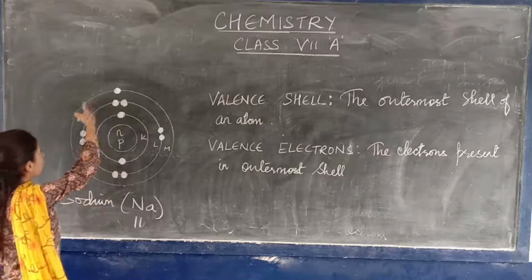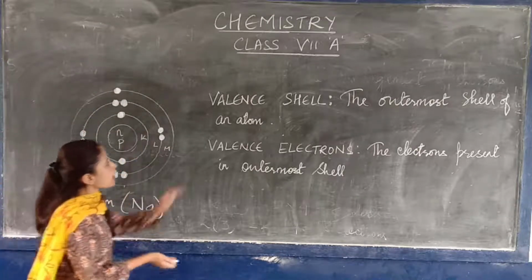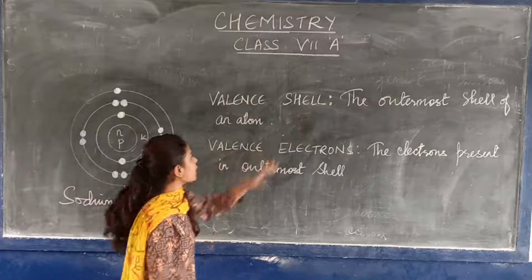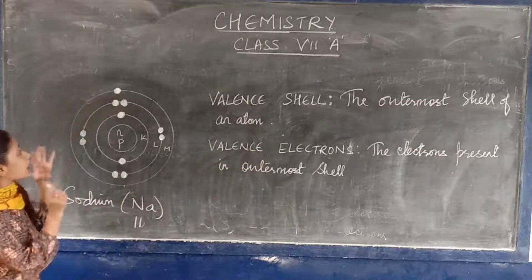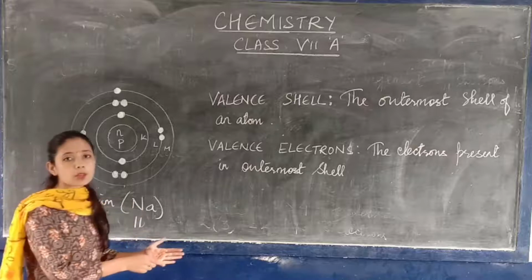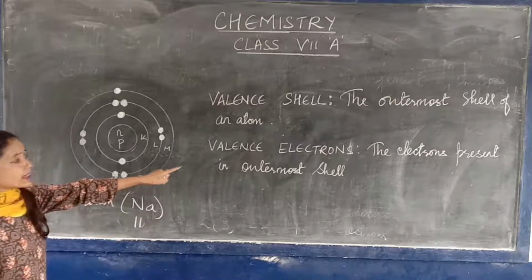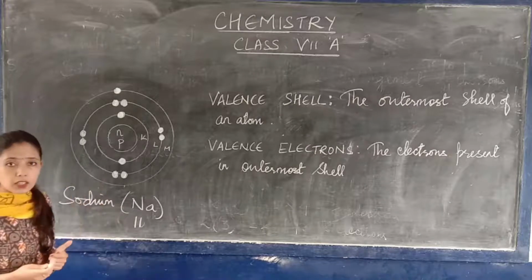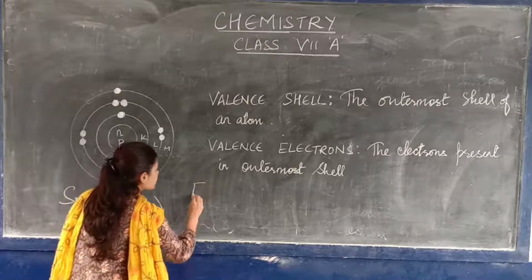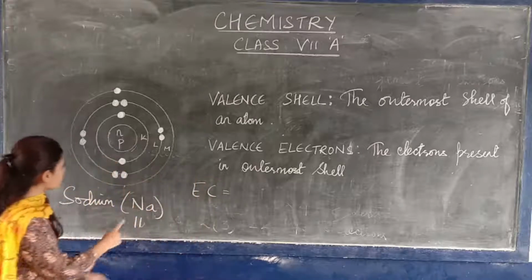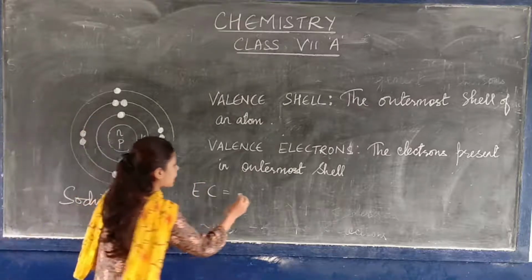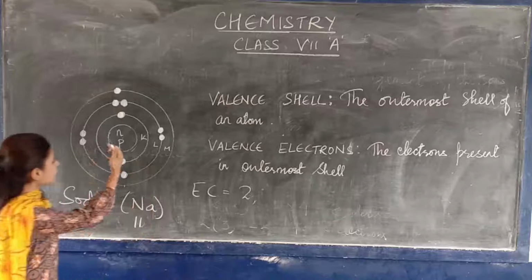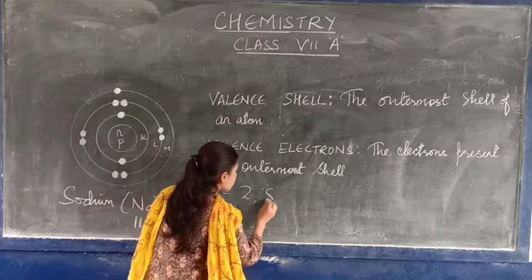So this outermost cell is called the valence cell, and the electrons present in the outermost cell are called valence electrons. Here we will also discuss the electronic configuration. The electronic configuration of sodium is: in the first cell there are 2 electrons, in the second cell there are 8 electrons, and in the third cell there is 1 electron.